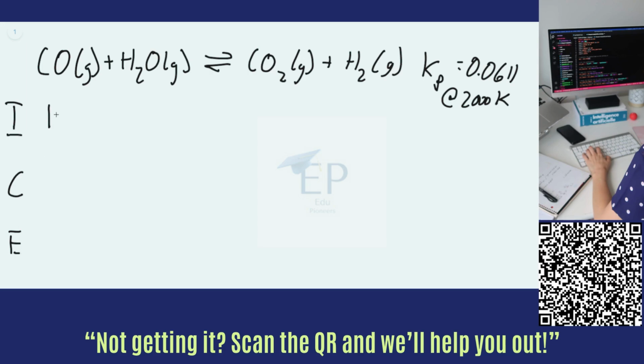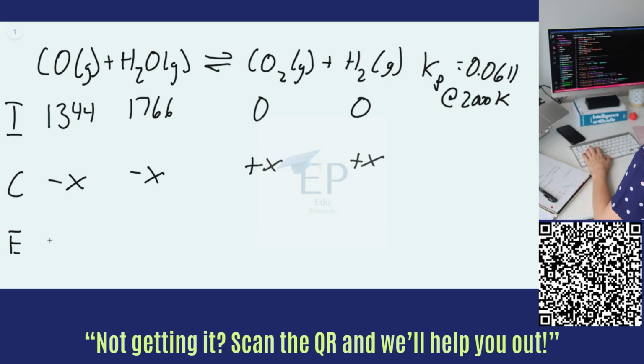So we're given the initial pressure of CO is 1344 torr, and the initial pressure of H2O is 1766. And then we assume that the initial pressures here are 0. Our change is minus X for our reactants and plus X for our products. And so our equilibriums are just adding down the columns. So 1344 minus X, 1766 minus X, and then for our products, each of them is X.